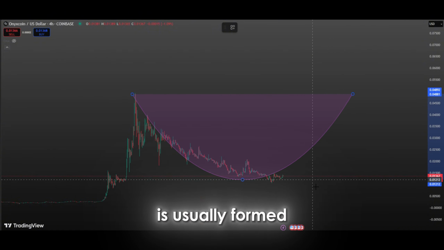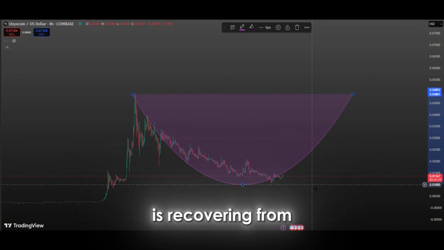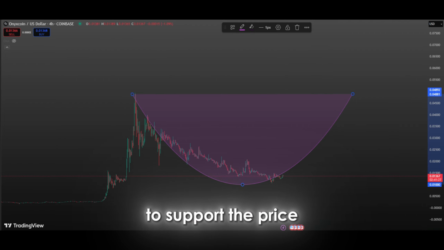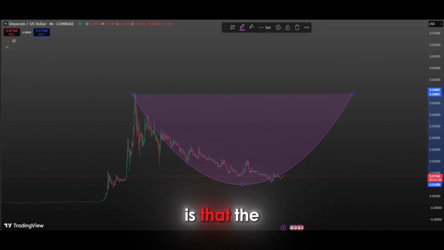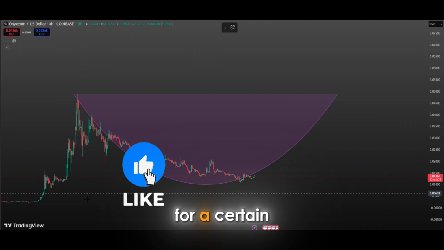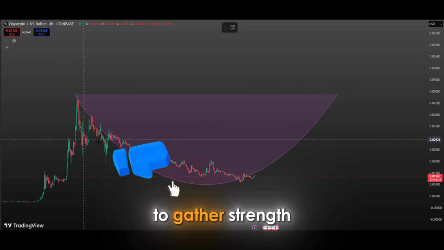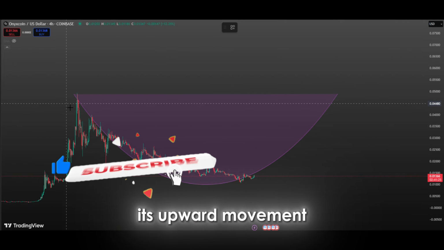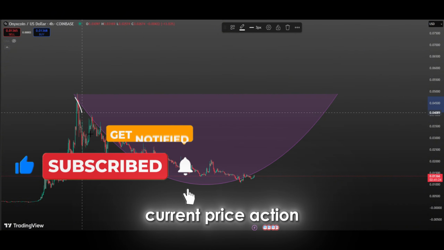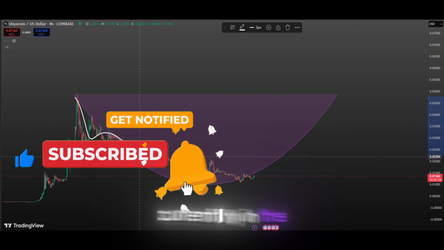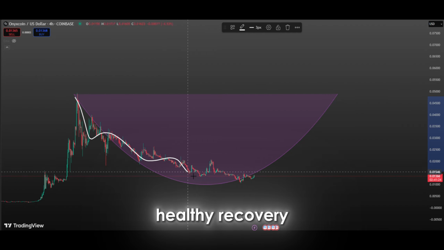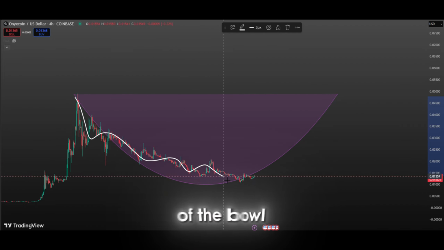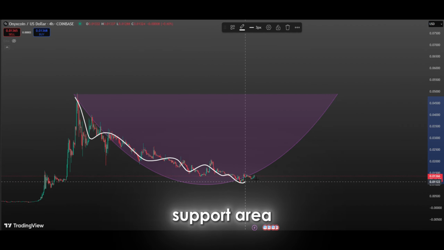The dish pattern is usually formed when the market is recovering from selling pressure, and buyers are re-entering the market to support the price on the upside. The most important point in such patterns is that the price lingers at the lows for a certain period of time to gather strength, and then starts its upward movement. Looking at the current price action, we can see that the price is currently in the process of a healthy recovery at the bottom of the bowl, where it has formed a strong support area.